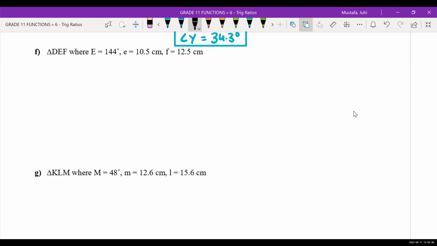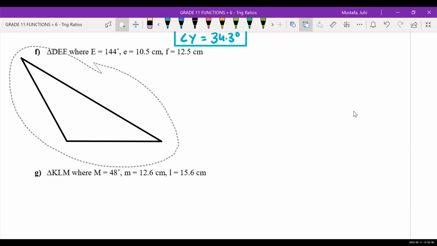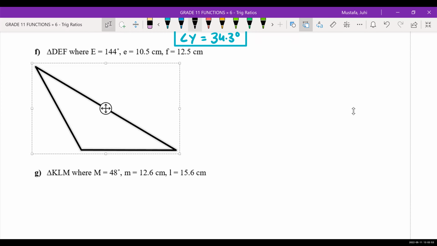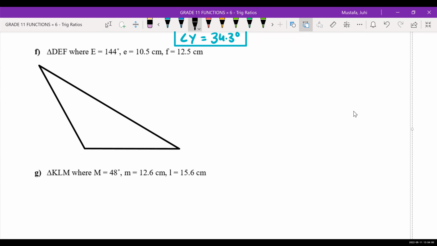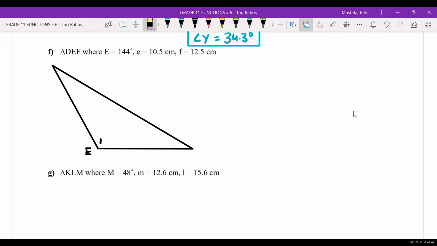All right. For question F, I'm going to draw the triangle because I know you guys are already working on it. This is going to be angle E, which is 144 degrees. This is side length E, which is 10.5 centimeters. And then this is angle F, and this is side length F, which is 12.5 centimeters. And then this is angle D, and this is little d.